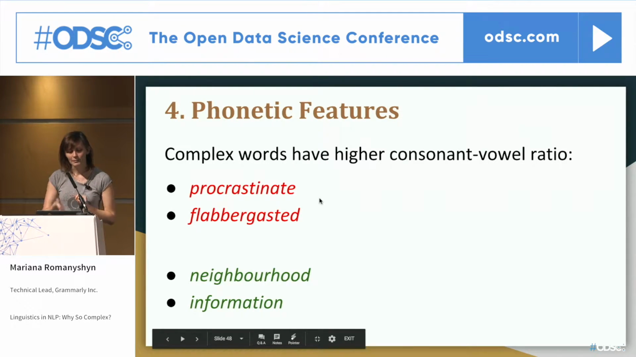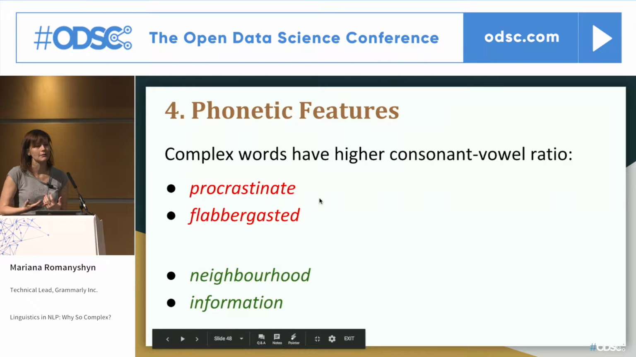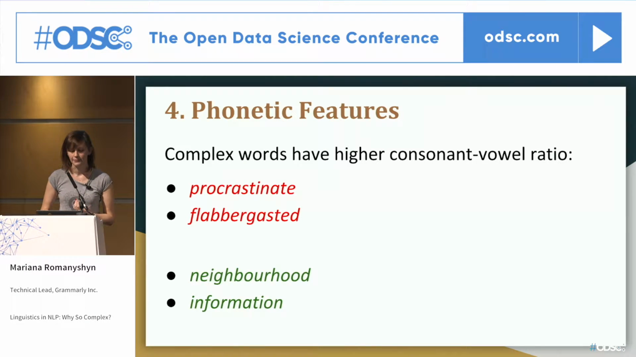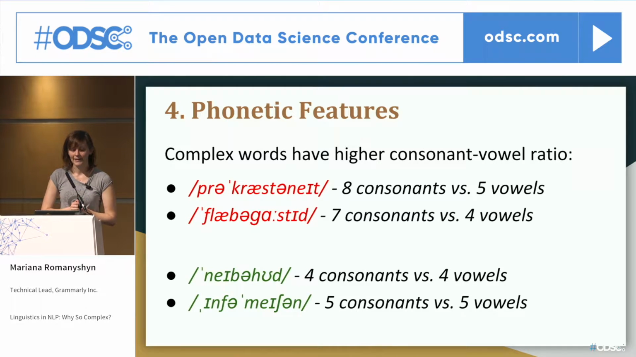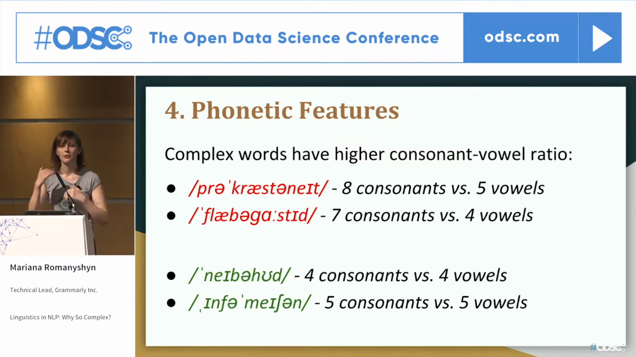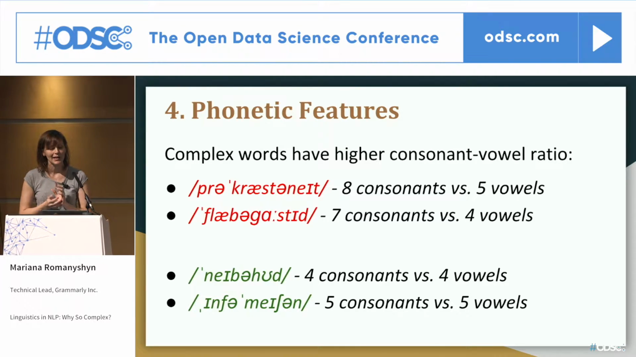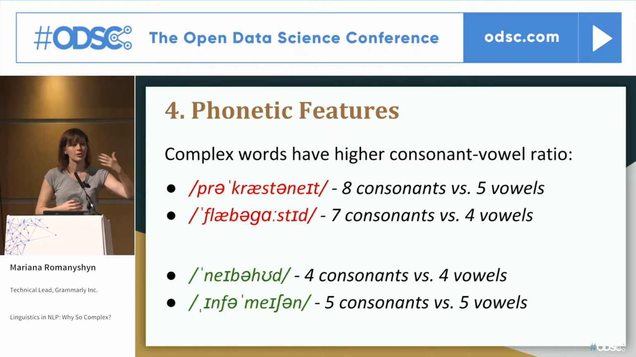Yeah, so all of them are long, right? But neighborhood and information are so much simpler than procrastinate and flabbergasted. If we look at the dictionary of transcriptions, we will find that in simple words, the number of consonants and number of vowels is on average the same. But in complex words, we have so much more consonants than vowels. Sometimes the ratio is even 1 to 2, or 2 to 1, yeah.